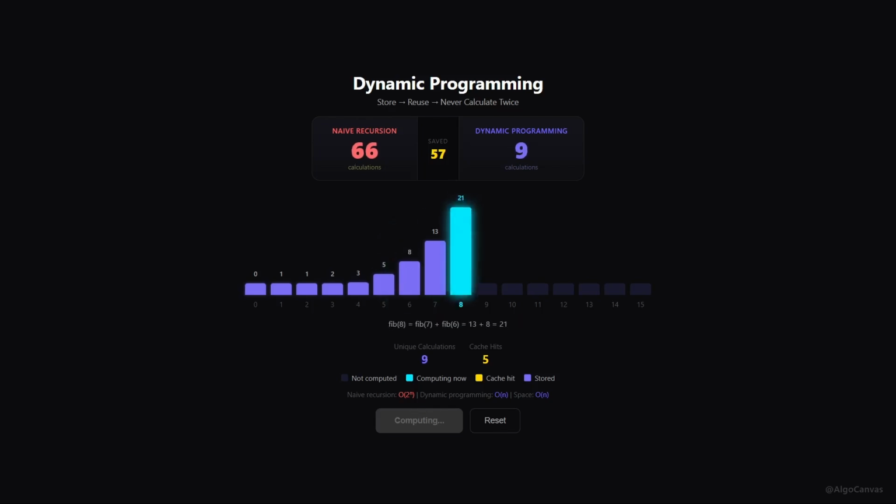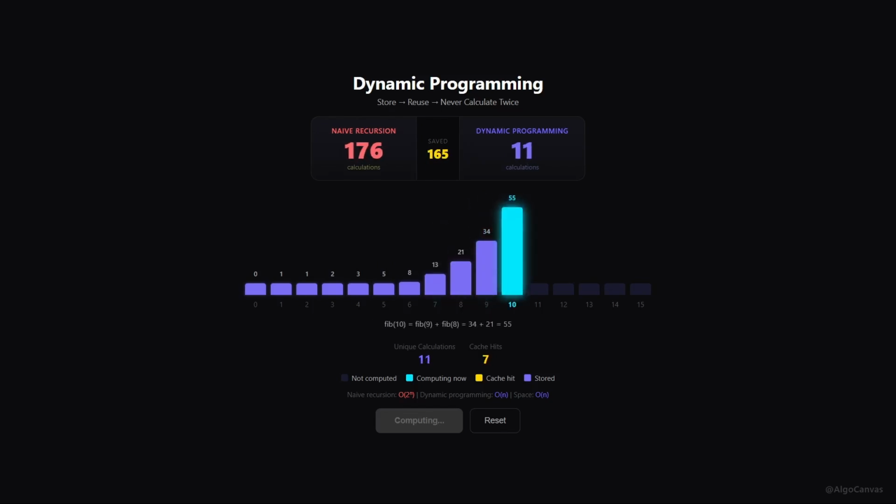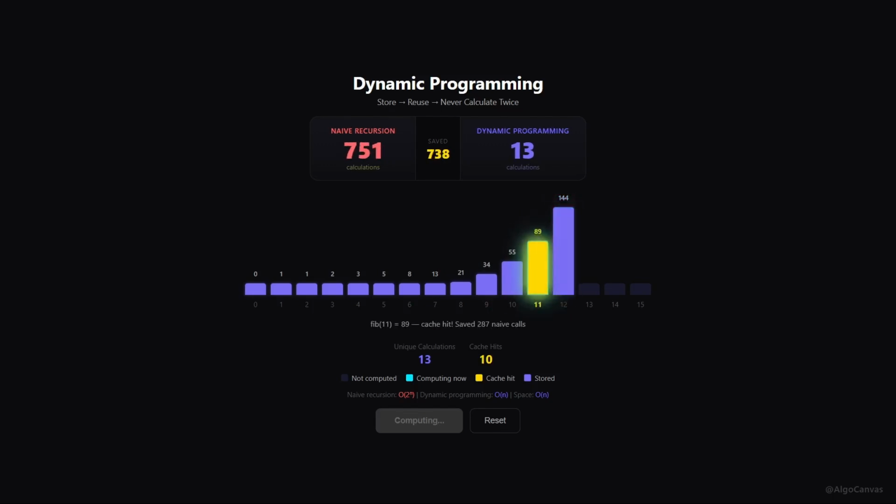Now watch what dynamic programming does instead. The first time a value is computed, it gets stored. Watch the cayenne bar. That is a fresh calculation. The instant it finishes, it turns purple. Saved. And the gold bars? Those are cache hits. Values pulled straight from memory. Every gold flash is work the algorithm simply refused to repeat.